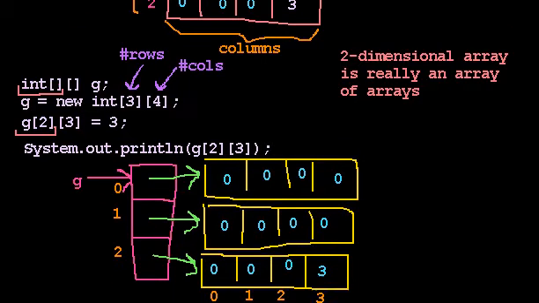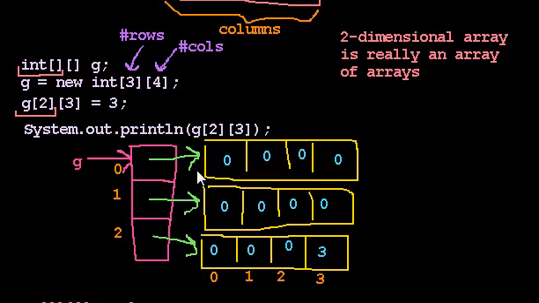And we know that under the covers, g is really an array of arrays, so it looks something like this, where g refers to this pink array, which itself contains these yellow arrays of integers in blue. And so when I write g[2], I'm referring to this array. And when I say g[2][3], I'm referring to this box. And then in this code here, I assign the number 3 to that box. And here I decide to print that number.